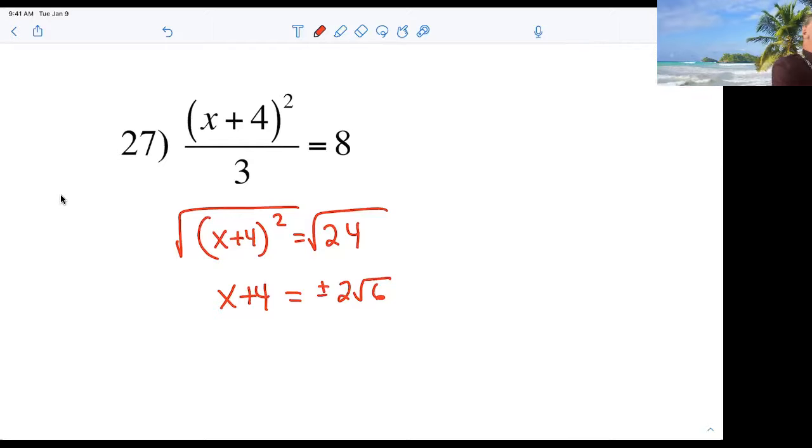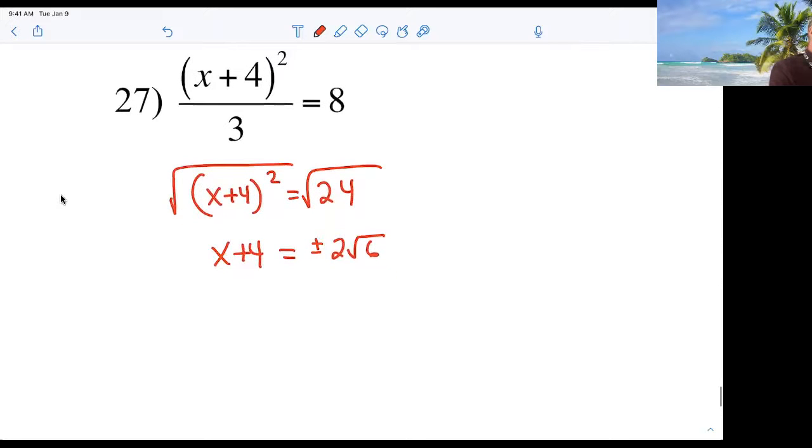Now, the only thing I have to do is move the 4. So the final answer is negative 4 plus or minus, come on, plus or minus what? 2 radical 6. Negative 4 plus or minus 2 radical 6.